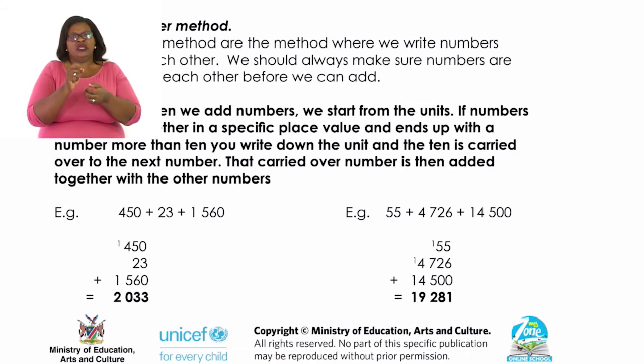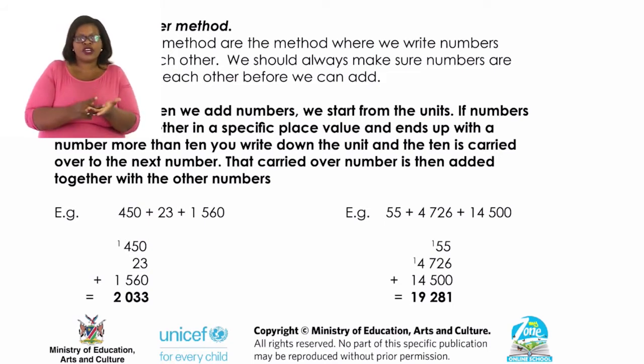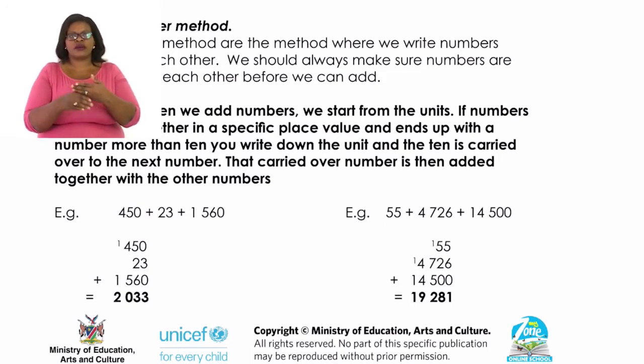Now, let's see, how do we do pen and paper mode? Here, let's go to remember. When we add numbers, we start from the units. This is after we've written down our numbers neatly underneath each other. If the numbers are added together in a specific place value and end up with a number more than 10, then you write the unit and the 10 is carried over to the next number. That carried over number is then added together with the other numbers. Now let's do a few examples to see what we've just read.